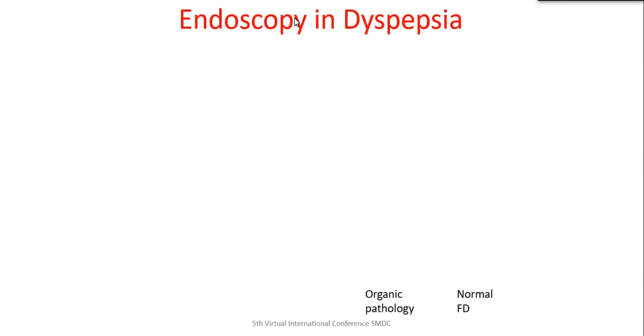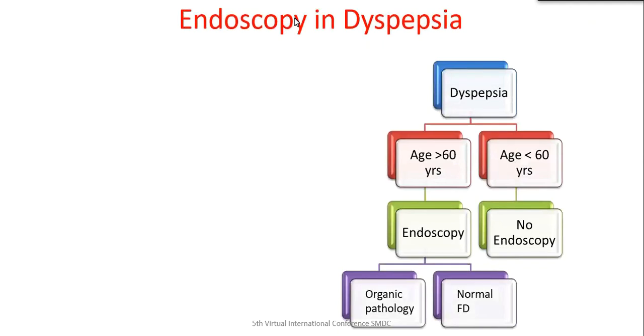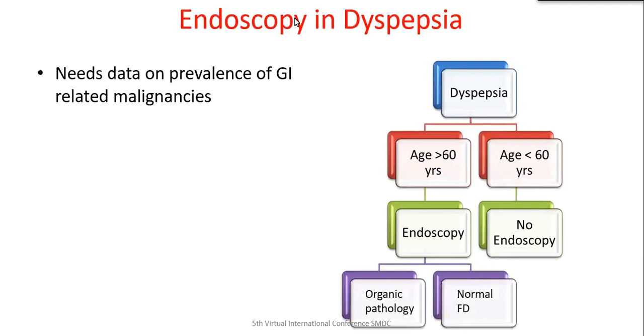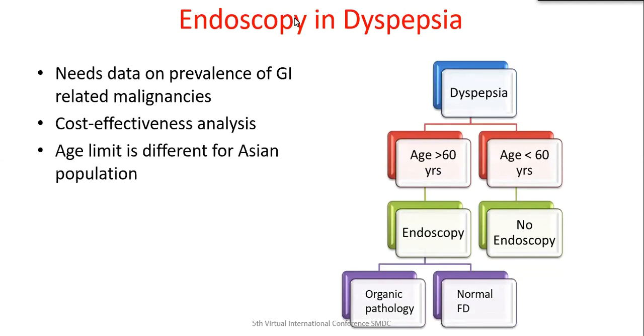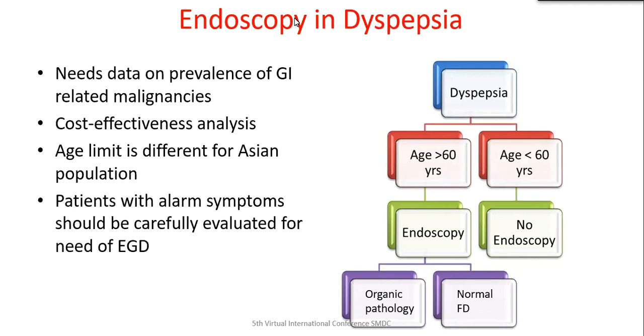So when I talk about the need for endoscopy and cutoff points for endoscopy, this remains the guideline, but it needs data on prevalence of GI-related malignancies. That will decide whether it is cost effective to perform endoscopy at 40 years or at 60 years. Obviously age limits are going to be different in Asian populations, especially in populations which have a high incidence of GI-related malignancies. And patients with alarm symptoms should be carefully evaluated regarding the need for endoscopy.